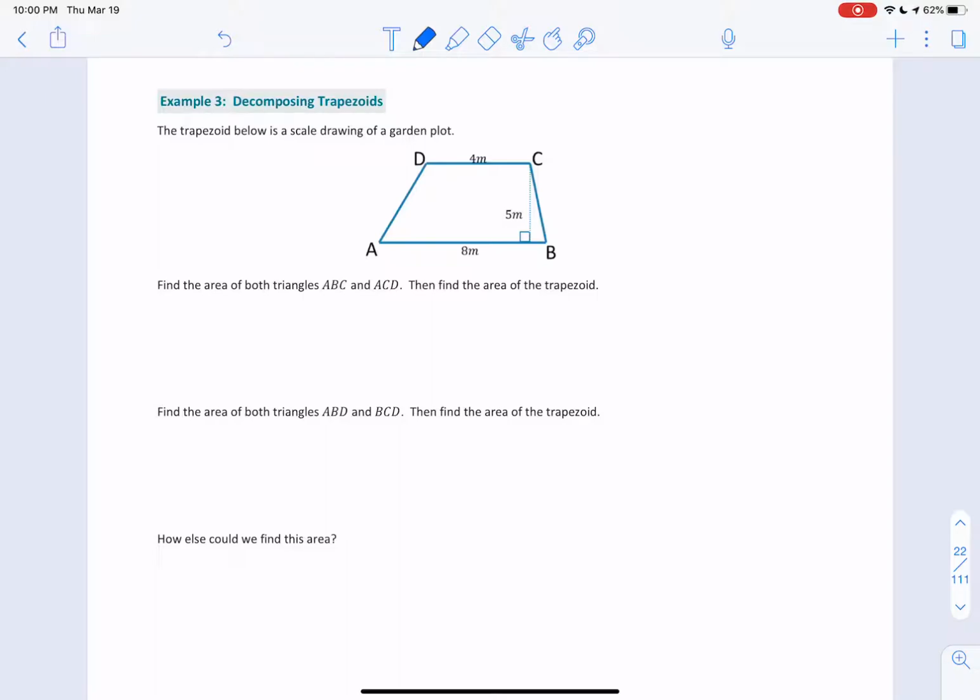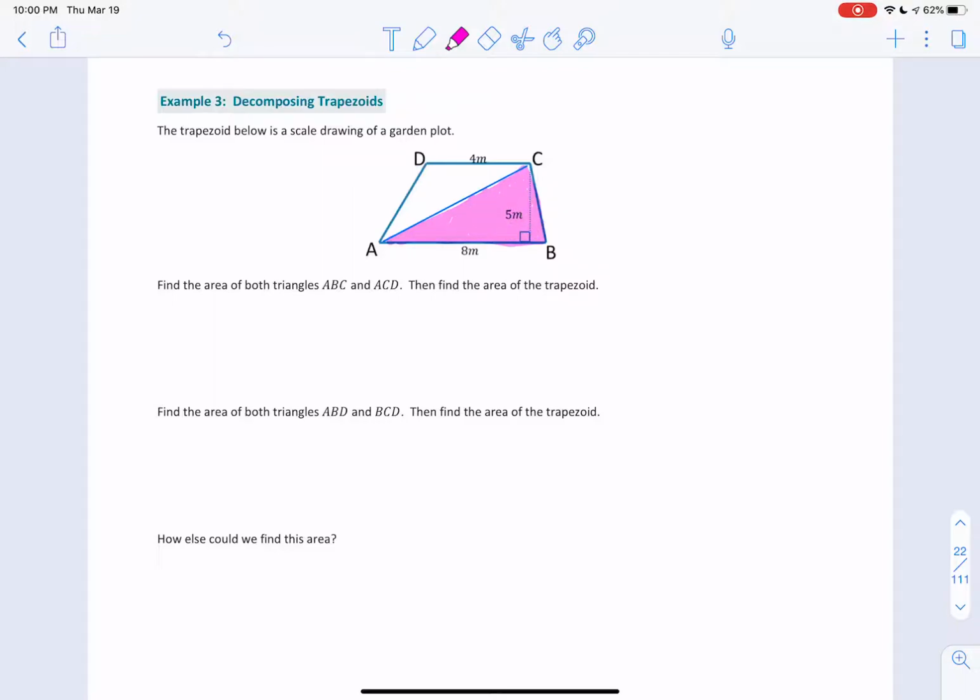Find the area of both triangles ABC and ACD. Then find the area of the trapezoid. All right, this takes a little bit of fancy work. So I'm going to connect A to C, and I'm only going to focus on this pink section right now.